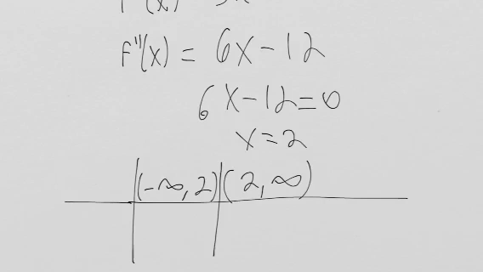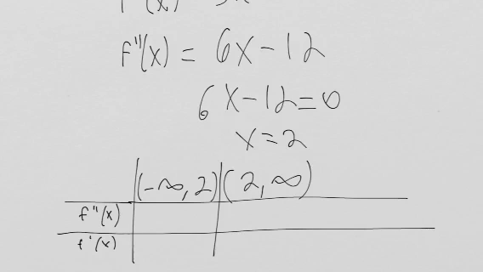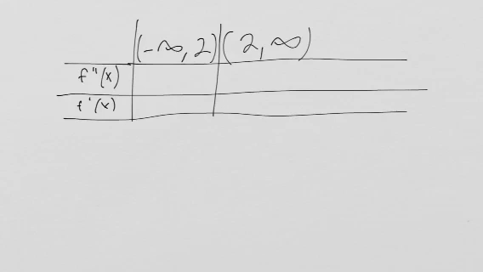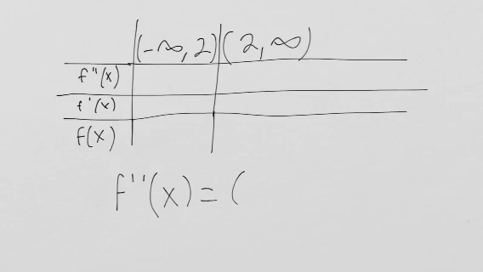Okay, so we have f double prime, and then we can talk about f prime. I just moved it over here so I can fit in f, which is super important. Okay, so remember that f double prime is equal to 6x minus 12.